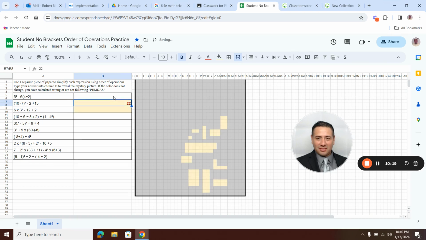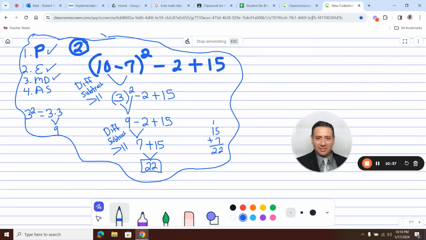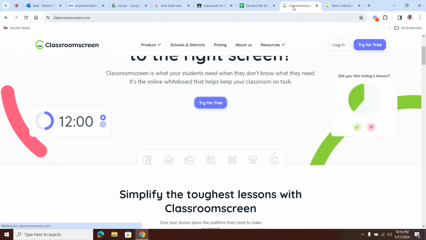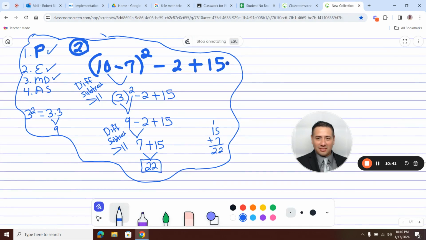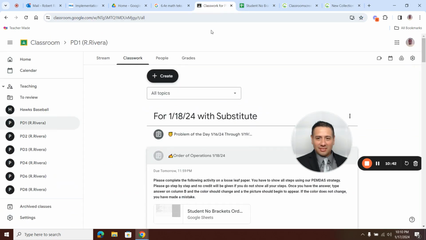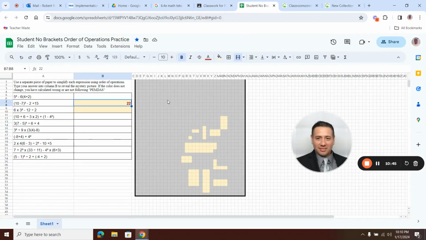So 22, okay. You will know because pictures will come out already. Plus, besides the pictures, this should be changing colors, guys. So if this does not change colors and there's nothing coming out, you're doing something wrong. Go and check what you did wrong on your paper and try again. Okay? That's how you do this one.